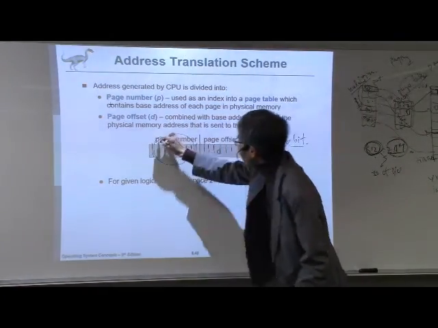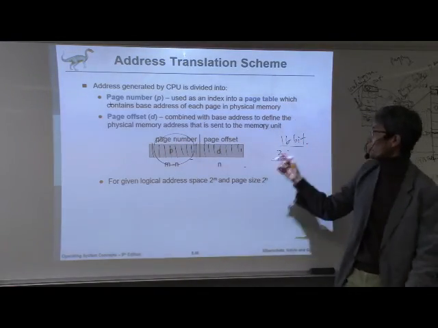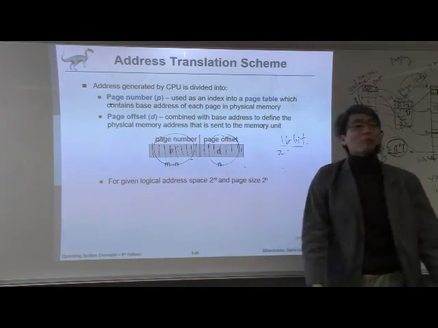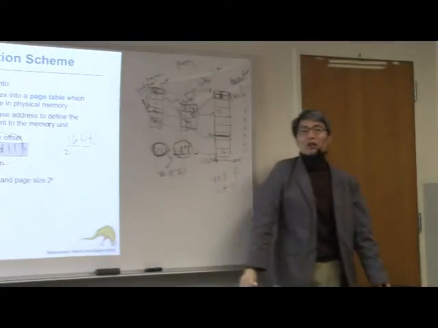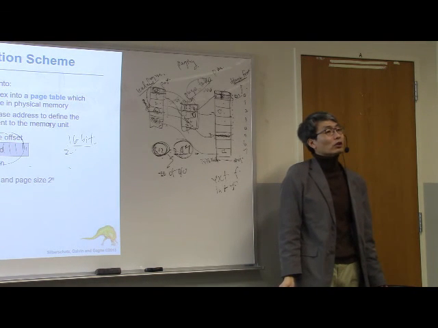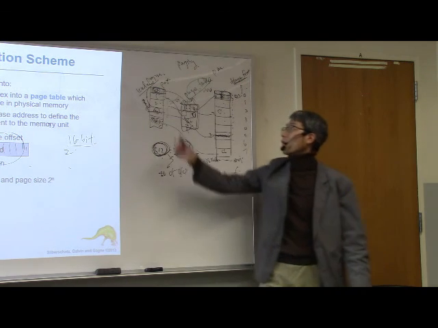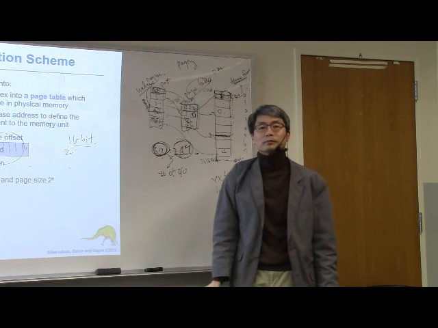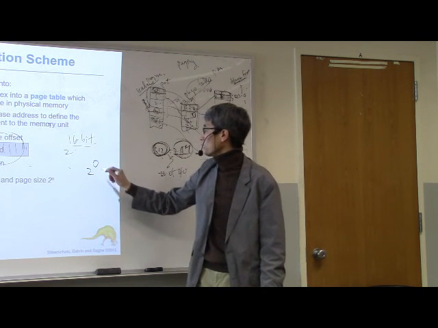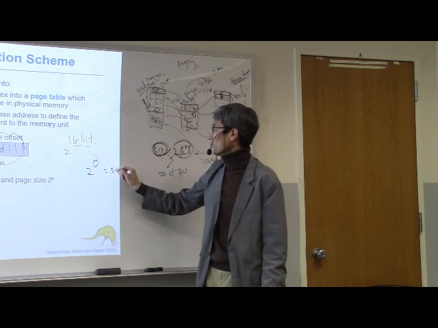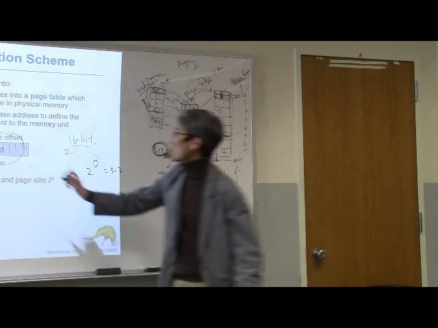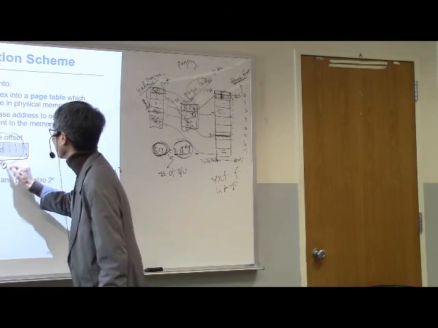So the first part of the bits of the address is used for the page number, and the other bits are used for the page offset. What about in this case, 512 bytes? How many bits do you need to represent 512 bytes? 2 to the power of 9. So you need 9 bits.